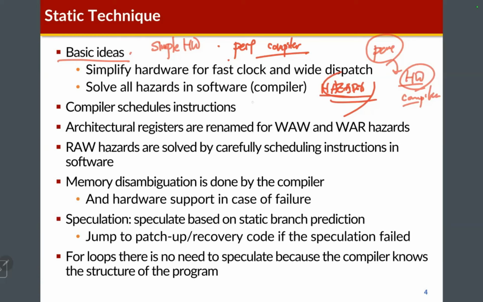Compilers can also help reduce hazards. For example, compilers can reduce data hazards by adjusting the instruction order, which means that if compilers can insert independent instructions between the dependent instructions, then we can reduce data hazards. That is a very simple example.